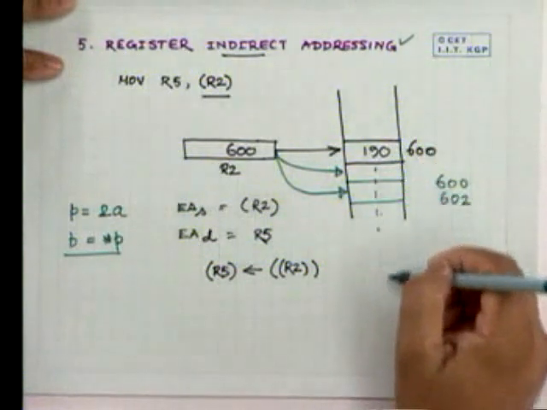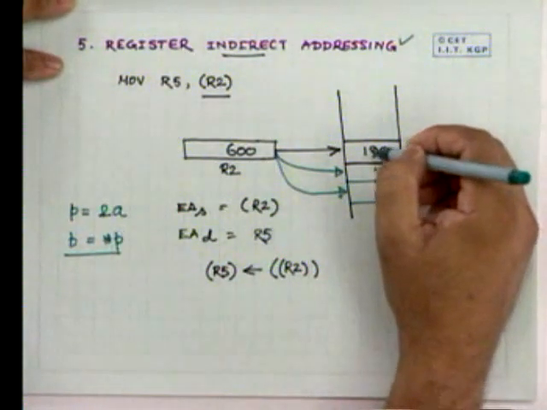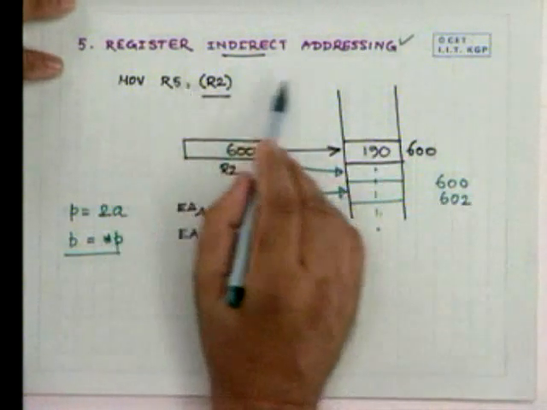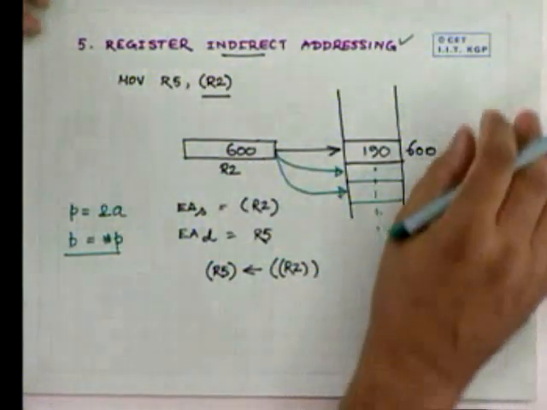Therefore, in a sequential order or in an orderly fashion, if we want to access the content of memory locations, then register indirect addressing turns out to be very useful. Now, there are certain enhancements or modifications to this register indirect addressing, which also turn out to be very helpful. We will discuss it in the next class.